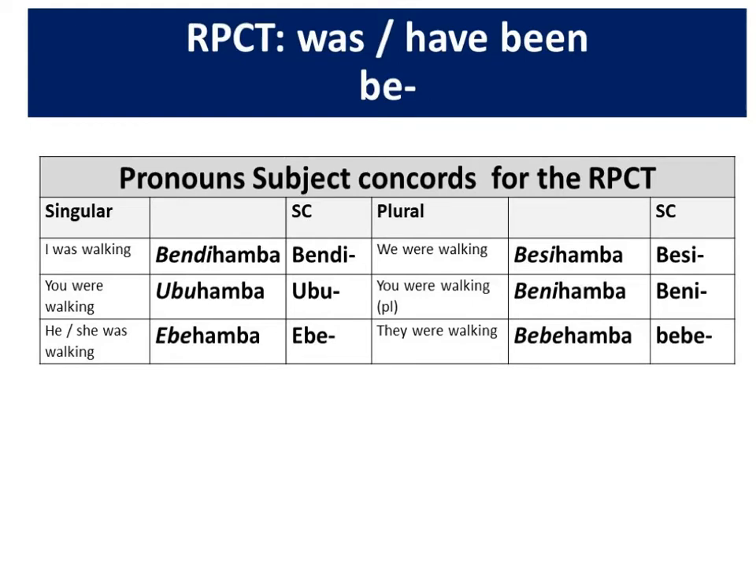When our subject concord starts on a vowel, there's slightly more variation. For example, you are walking is uhamba, but you were walking will be ubuhamba, and he or she was walking, ebehamba. The plural concords are slightly simpler, with that be on the front there: besihamba for we were walking, benihamba for you plural were walking, and then there's slight variation for they were walking. In the present tense we would say bahamba, they are walking, and the past tense bebehamba, they were walking.